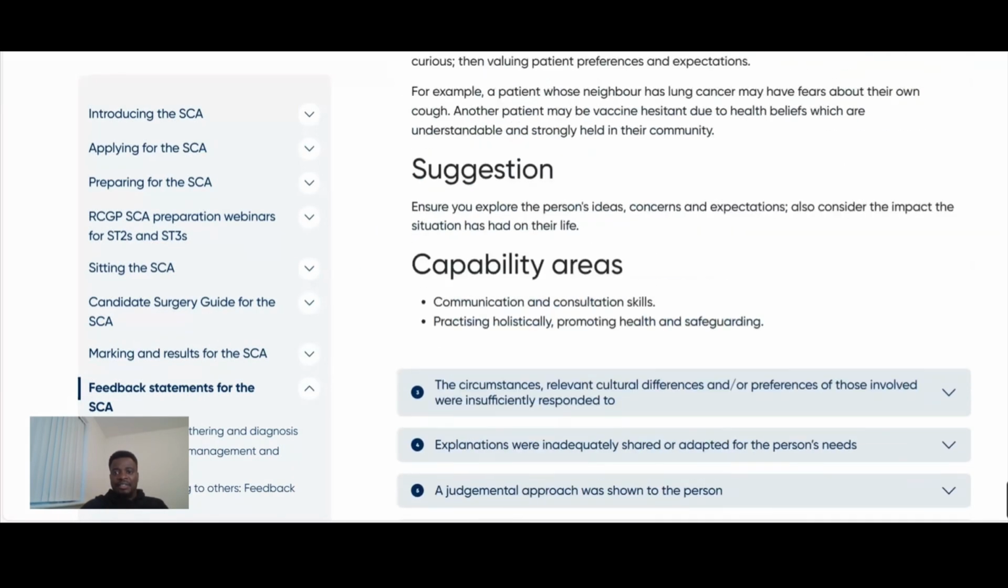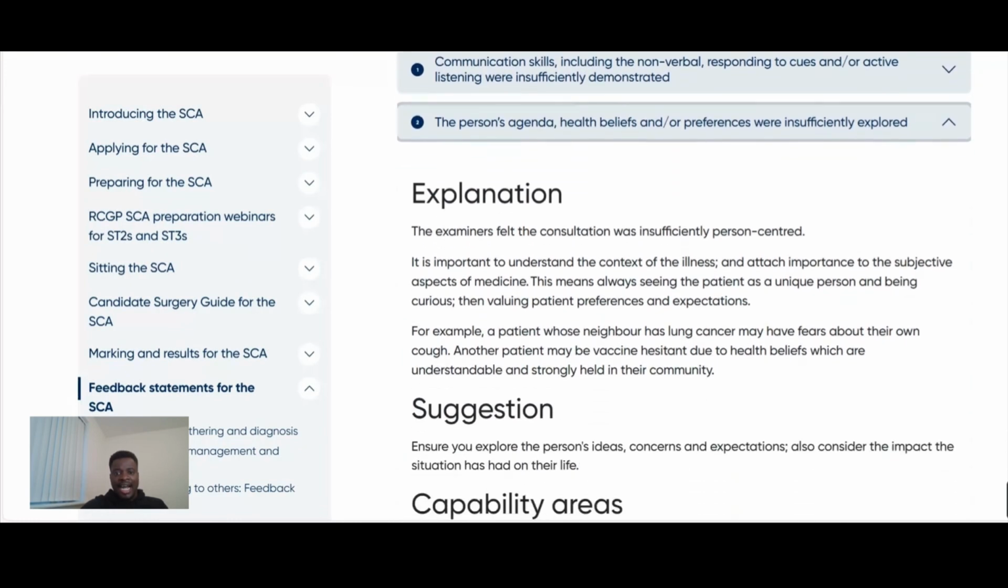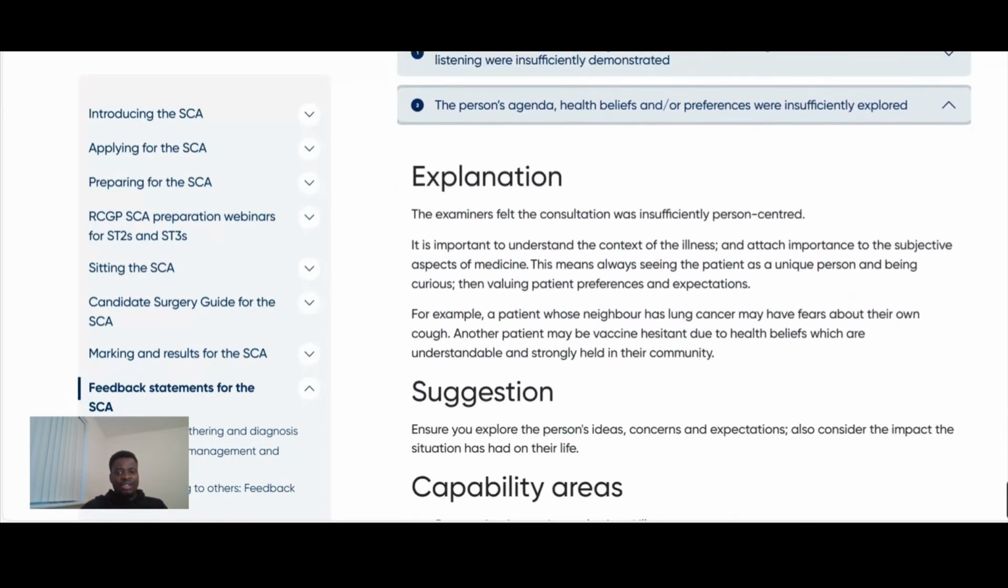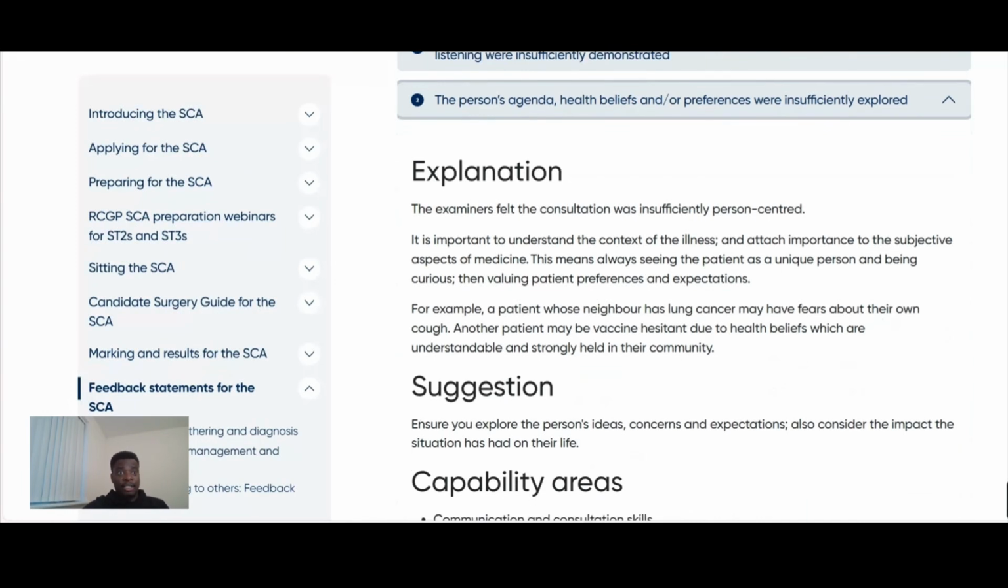The second one is that the patient's agenda, health beliefs, and preferences were insufficiently explored. And many times this relates to the ICE. It relates to the context of the illness. How has this illness affected this patient, first and foremost? For instance, a patient whose close relative has lung cancer may have a straightforward cough that's an upper respiratory tract infection, but they may be legitimately worried that this might be lung cancer just because their relative who's got lung cancer had similar symptoms.